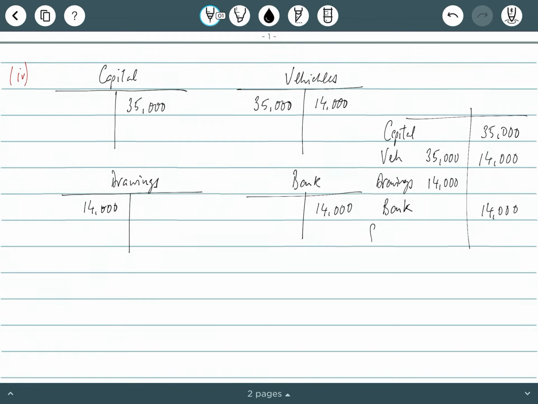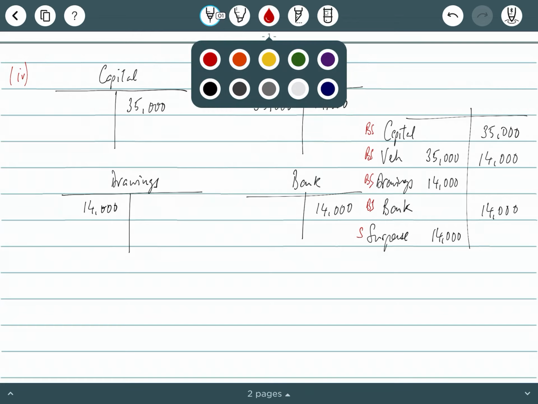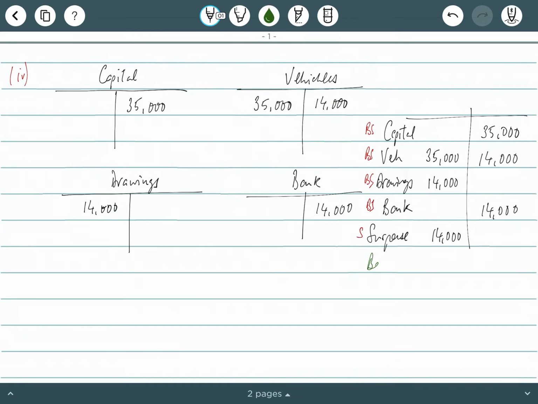So we have a suspense of 14,000 on the debit side. Where did these go? Balance sheet, balance sheet, balance sheet, balance sheet, and obviously suspense. We've got a correction here, so it's being corrected due to incorrect recording of capital introduced.